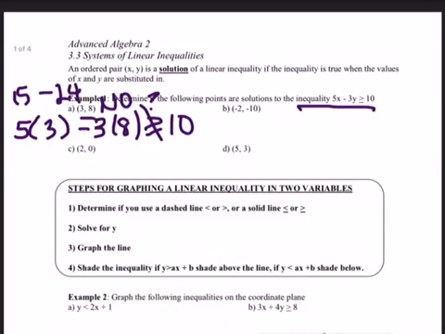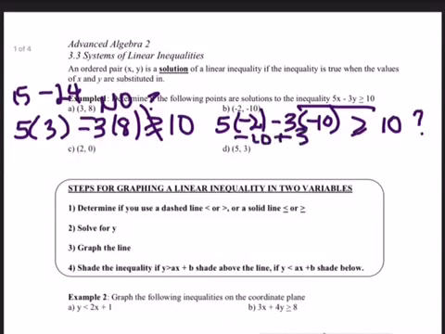Okay, let's try the next one. Is 5 times negative 2 minus 3 times negative 10 bigger than or equal to 10? So I have negative 10 plus 30, that's 20. It is in fact bigger than 10, so negative 2, negative 10 is a solution. Try the other two.